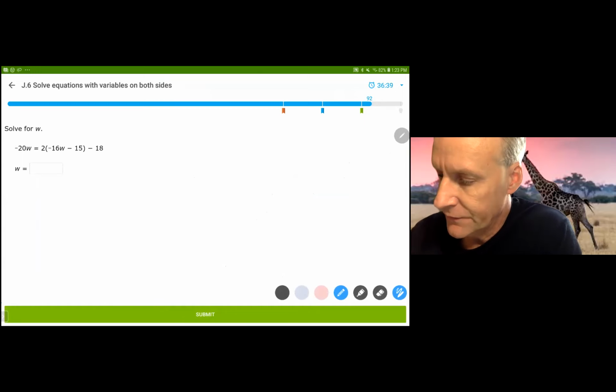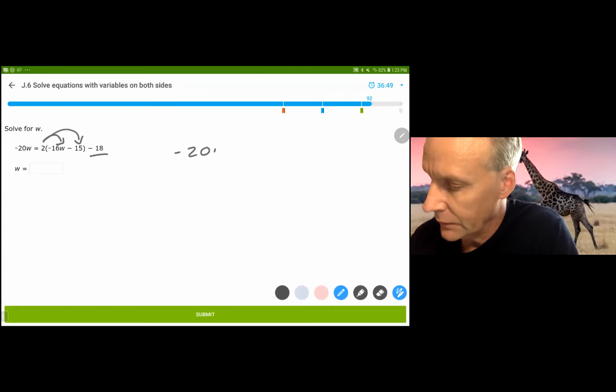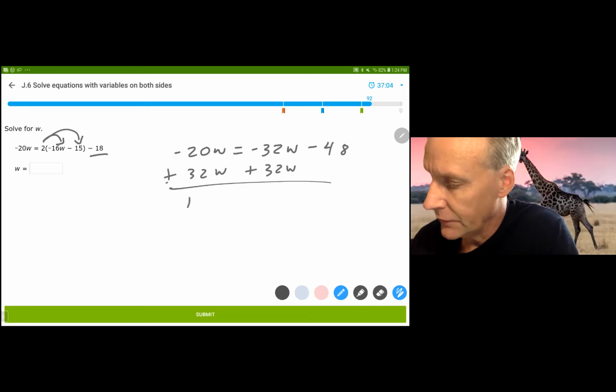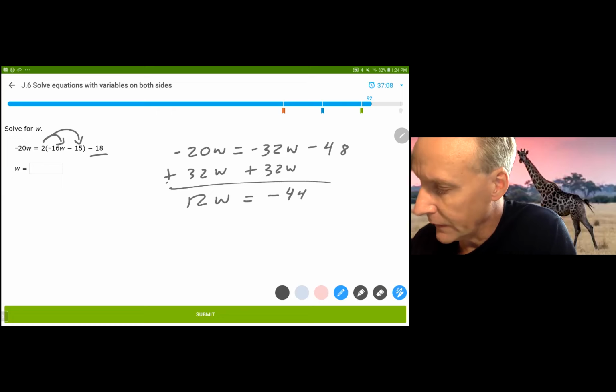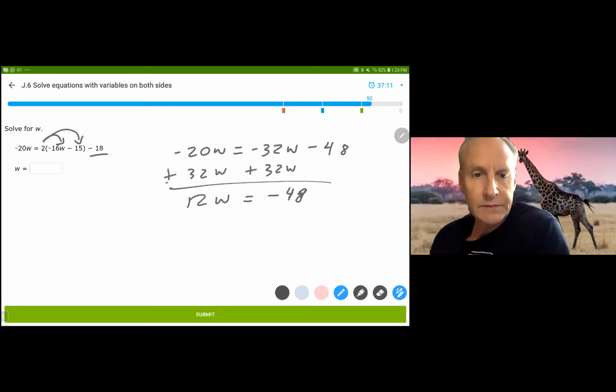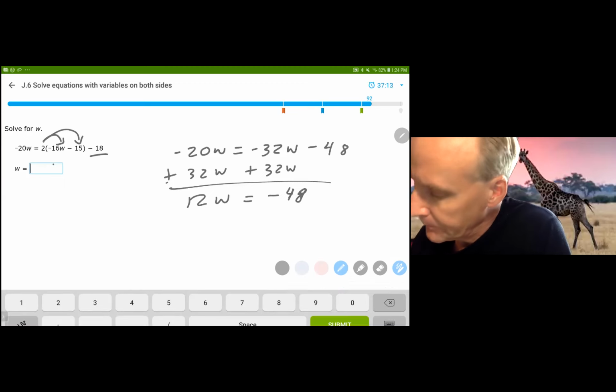All right. We're going to distribute the 2 to both parts right here. Distribute the 2. And I'm going to go ahead and add the negative 18 with that negative 30. So I get negative 20w is equal to negative 32w, and this is a minus 30 minus 18, which is minus 48. We're going to add the 32w to both sides. And we get 12w is equal to negative 48. I said 48. There we go. And divide by 12 on both sides and you get your negative 4.